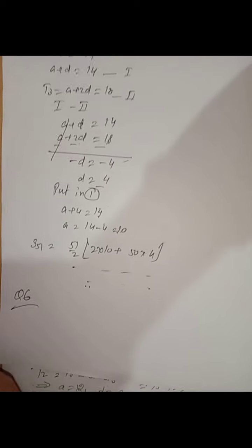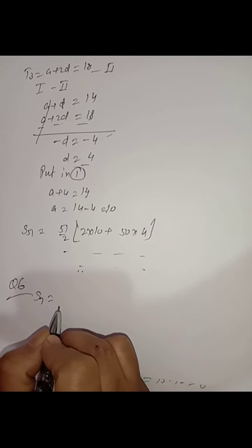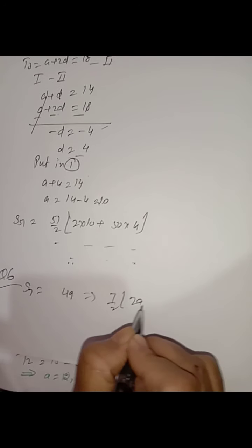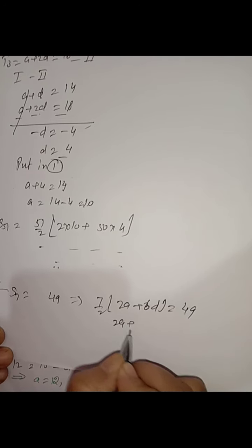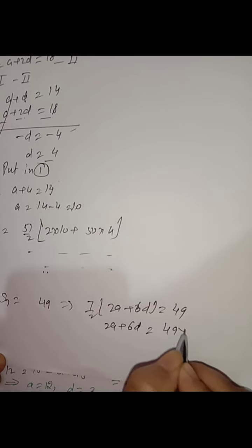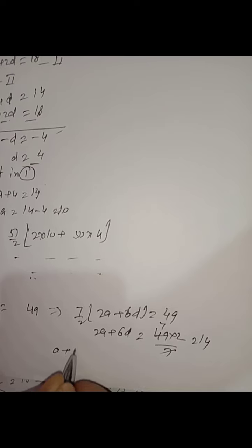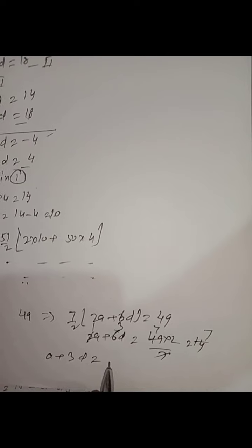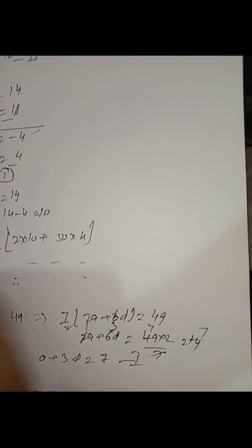Now question number 6. The sum of 7 terms means S7. Given the sum of first 7 terms is equal to 49. This means 7 by 2 into 2a plus 6d is 49, so 2a plus 6d is 49 into 2 over 7, which is 14. Cancel by 2: 2 ones are, 2 threes are, 2 sevens are. So a plus 3d is equal to 7. This is equation number 1.